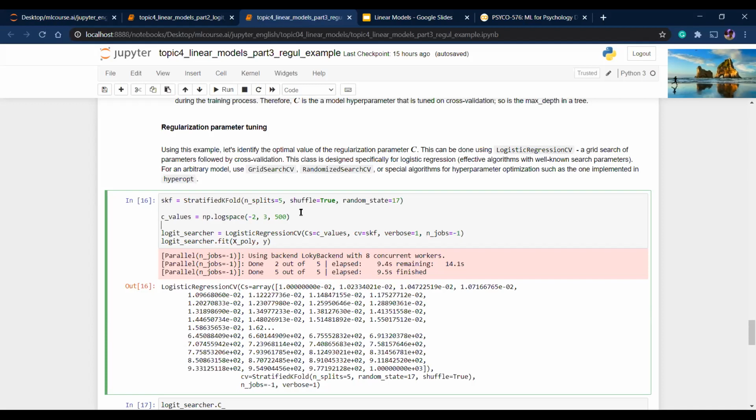And the C values that are being used are defined over a logarithmic space, 500 elements from -2 to -3. Sorry, -2 to +3. And you're basically using the logistic regression class, and you're doing cross-validation on that.